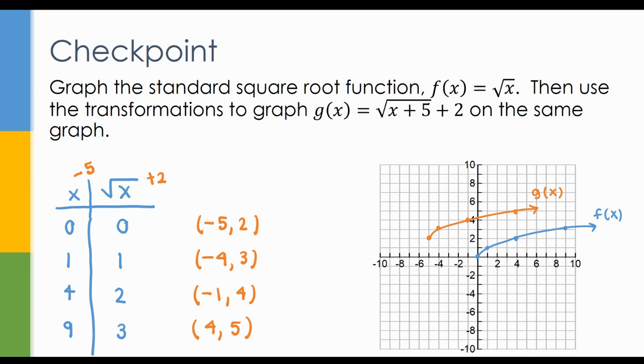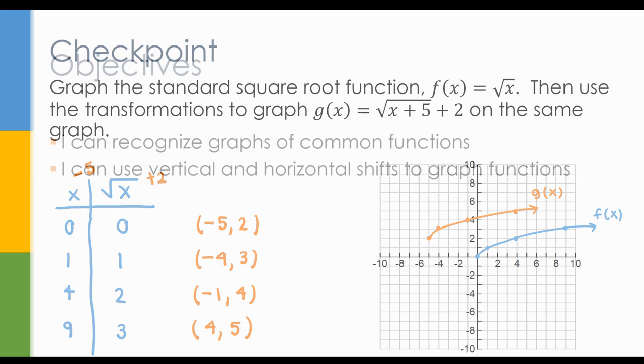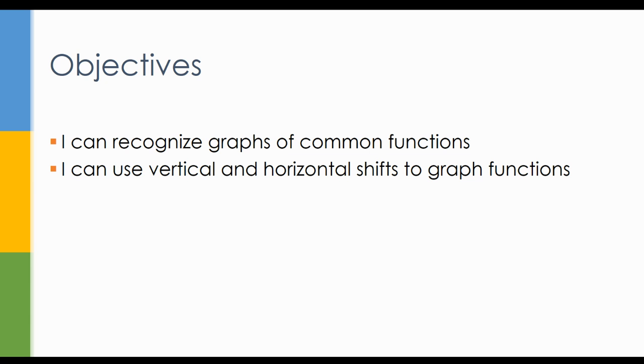All right, so notice that because the 5 is underneath the square root, I know that I needed to move 5 to the left, so that's why I subtracted 5 from x. And then because the 2 is outside, I am adding it onto the y values. Notice that because we're dealing with the square root, with my original function, I had to start at 0, and then I picked perfect square numbers so I could have nice ordered pairs. I labeled both of my graphs. So that's us recognizing graphs of common functions and using vertical and horizontal shifts to graph the function.